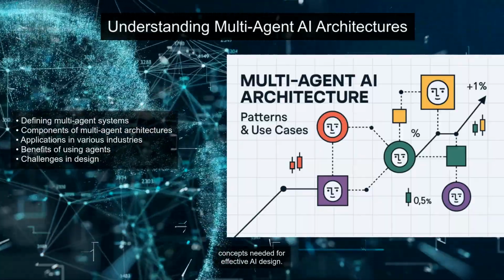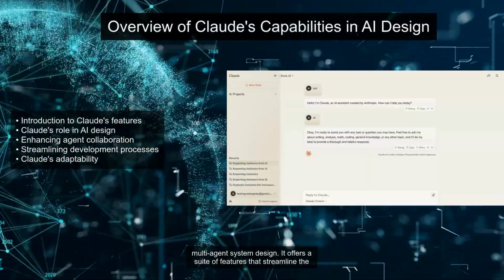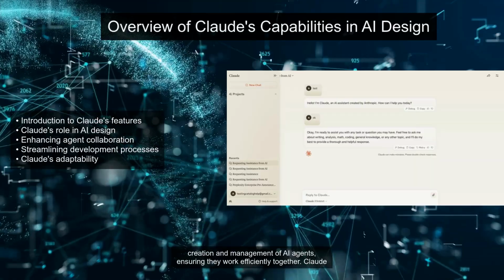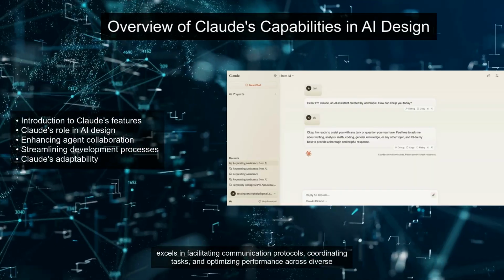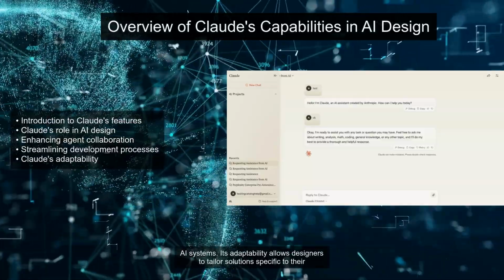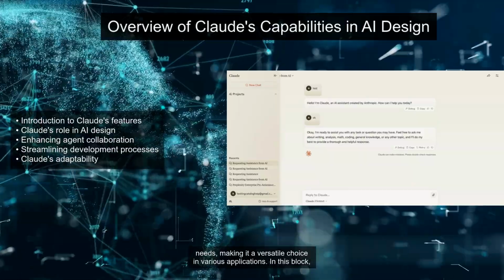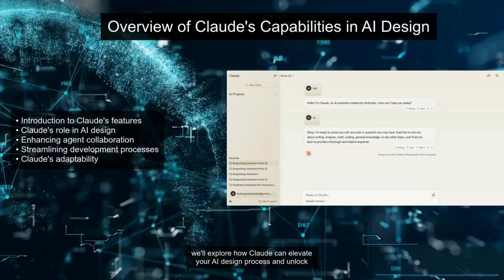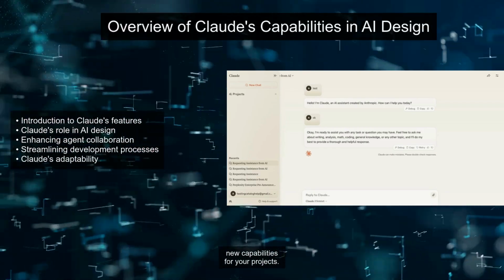for effective AI design. Claude is a powerful tool designed to enhance AI development, particularly in multi-agent system design. It offers a suite of features that streamline the creation and management of AI agents, ensuring they work efficiently together. Claude excels in facilitating communication protocols, coordinating tasks, and optimizing performance across diverse AI systems. Its adaptability allows designers to tailor solutions specific to their needs, making it a versatile choice in various applications. In this block, we'll explore how Claude can elevate your AI design process and unlock new capabilities for your projects.